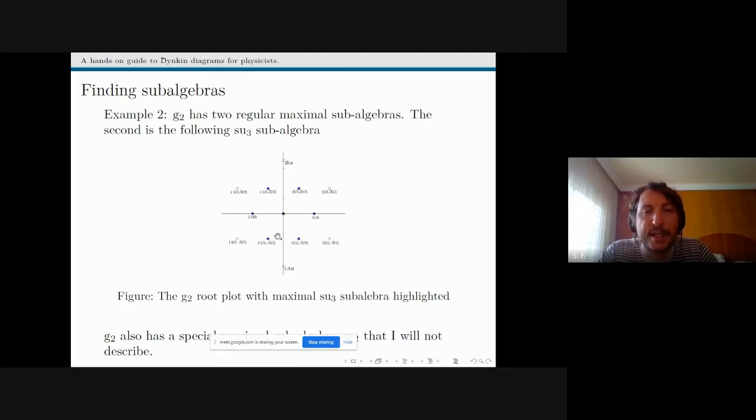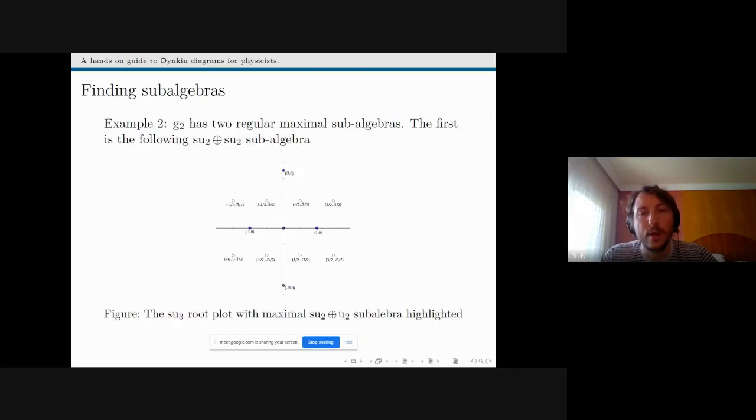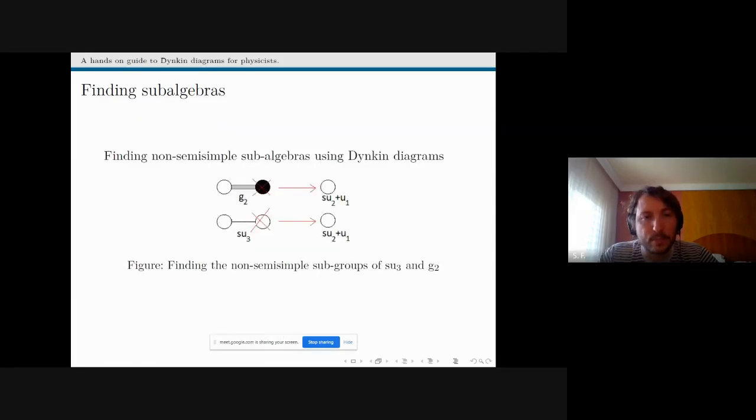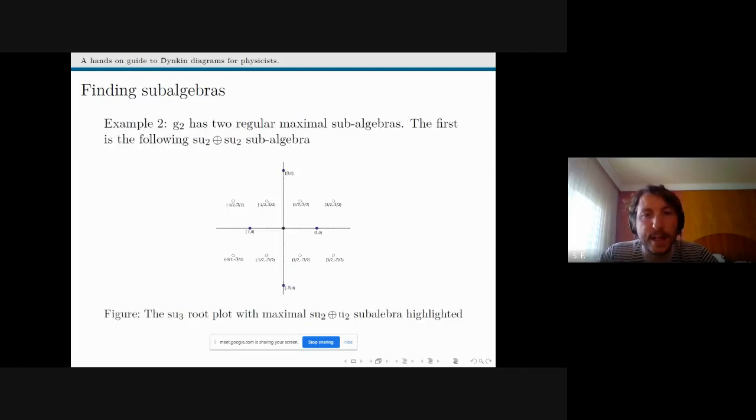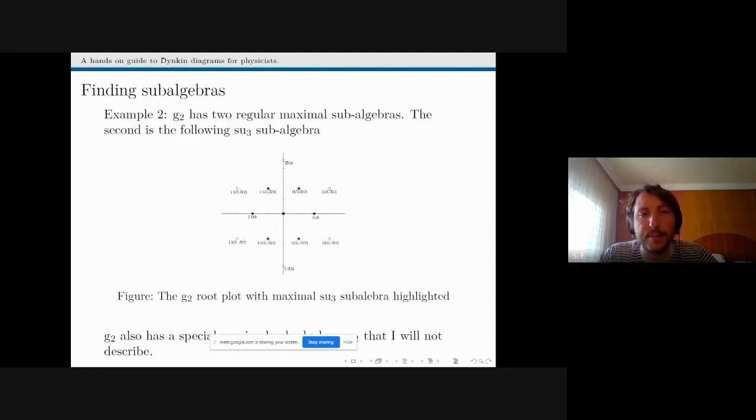Okay, there's also a special maximal subalgebra given by SU2, but again, I'm not going to show you that because I'd have to describe all the structure constants. So instead, I'm just going to focus on those that you can read off from the plot. Now, this is how you use the root diagrams to find subalgebras.